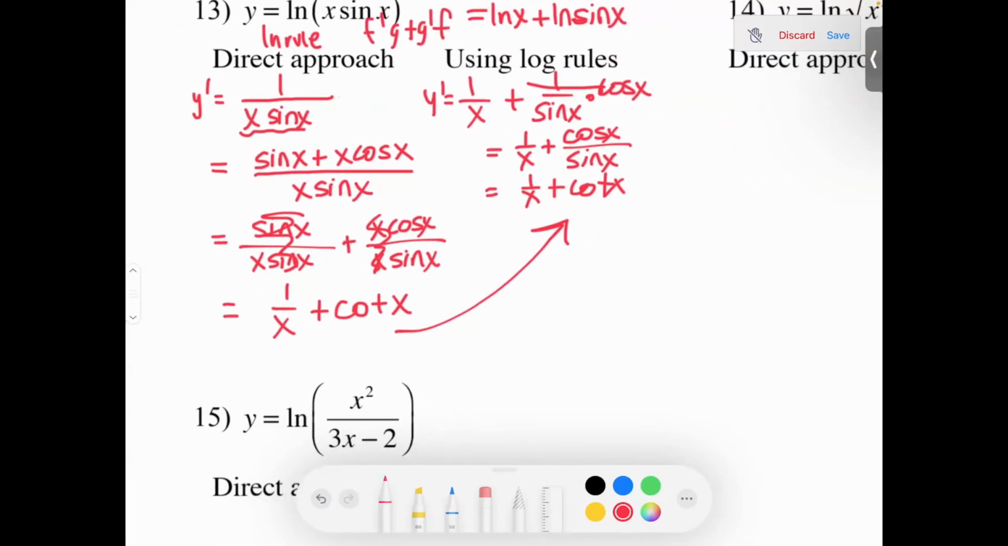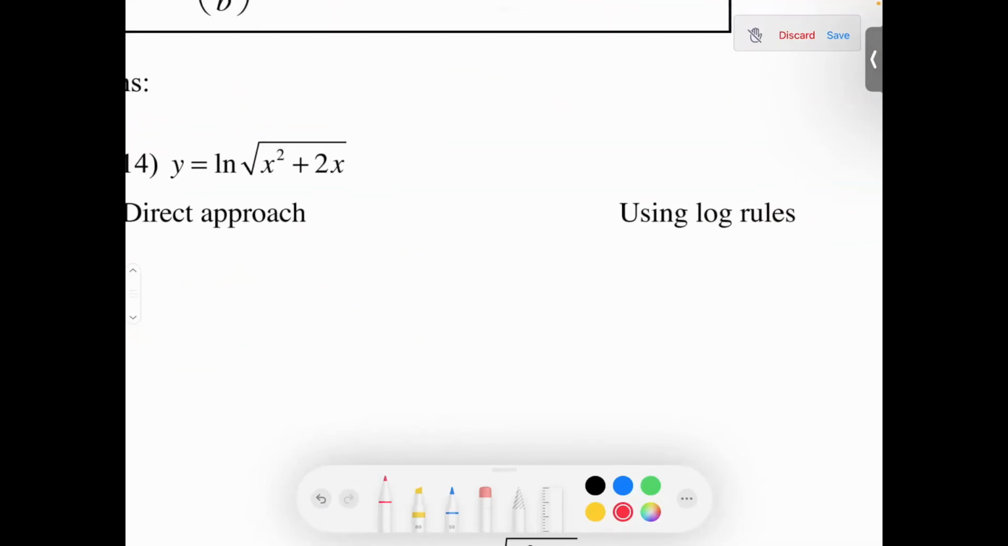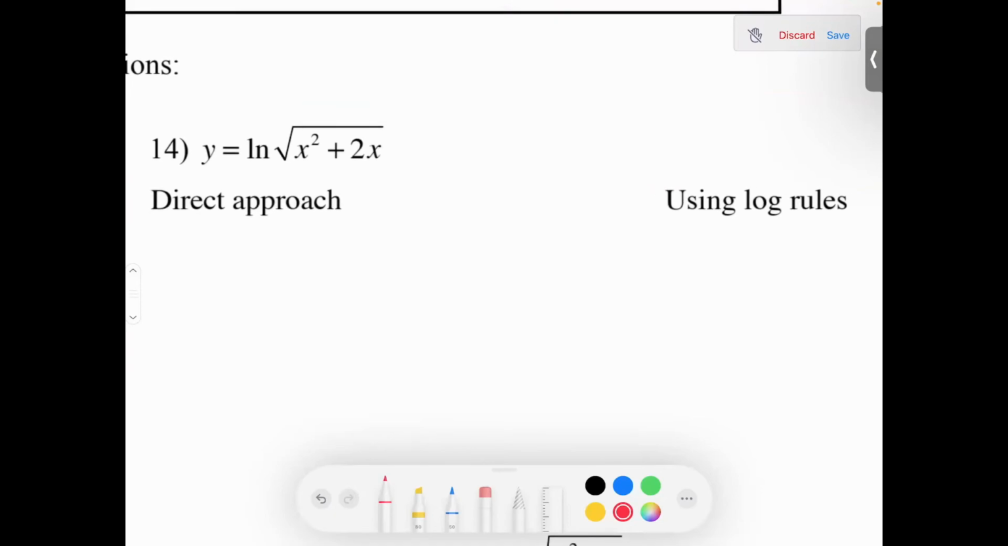Using log rules was actually much more simple in that case. So we're going to use log rules for the rest of this instructional video. If you want to see the direct approach, I can show you that, but I don't recommend that you take that approach.